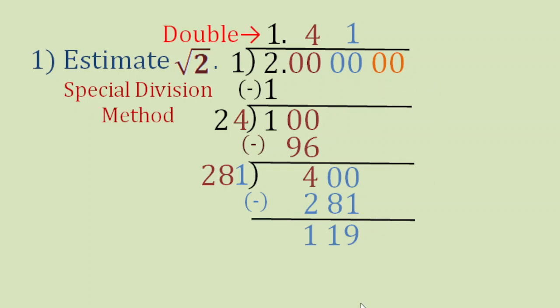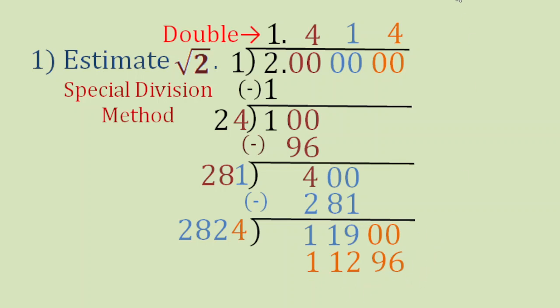Then bring down the next 2 zeros. Then this will be our new dividend. We need a new divisor. So double the quotient, 141, that's 282. Then we need one more digit. The correct digit here is 4. And then because we write 4 here, we also have to write 4 after 282. Then 4 times 2,824, that's 11,296.